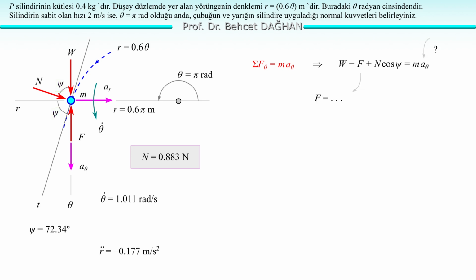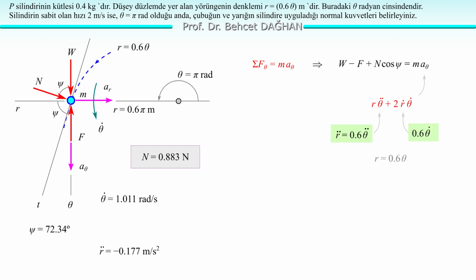From this, we will find F, but first we need to find a theta. We know the weight because the mass is given. We have found the force N and angle psi. Only a theta is unknown. So, let's find a theta. We know that a theta can be found from the relation r theta double dot plus 2 r dot theta dot. We know it is equal to this. To find a theta, we first need to find theta double dot and r dot.